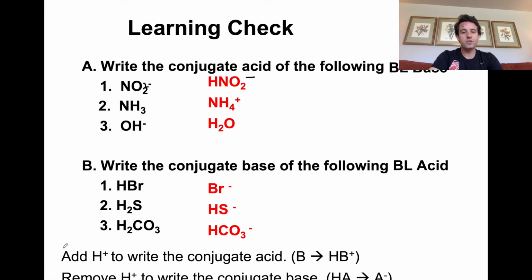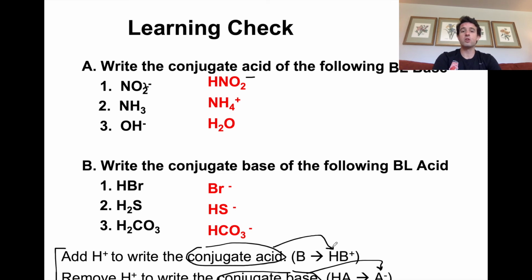So put down a nice summary down here. Add H plus to write the conjugate acid, and remove an H plus to write the conjugate base. Those are two great summaries that'll help you with problems like this. If you want to write a conjugate acid, you have to add an H. If you want to write a conjugate base, you have to remove an H. Hopefully that helps.